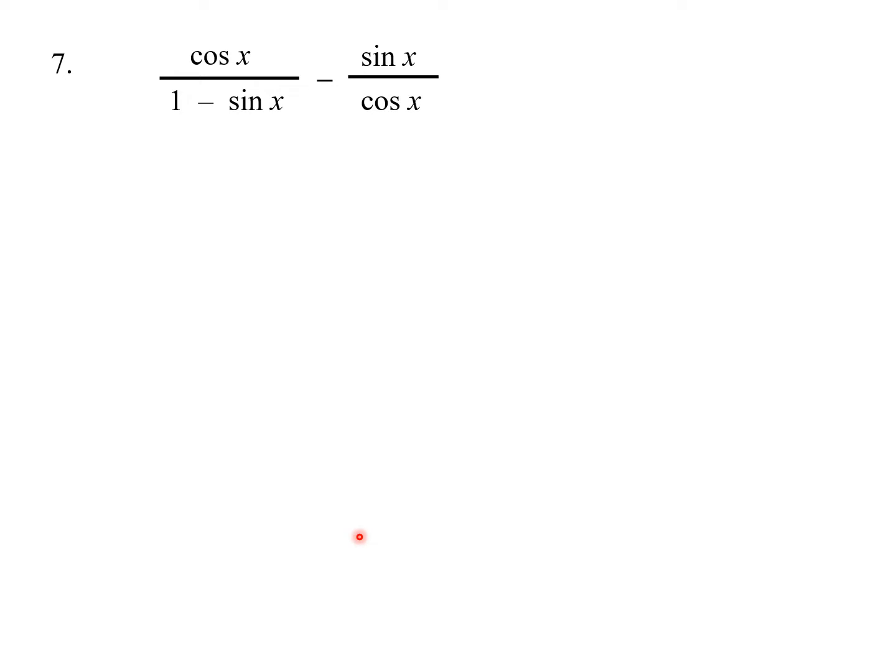Okay, last one. Now, what I see here is one fraction minus another fraction. If I want to subtract fractions, I'm going to need common denominators. So I need a common denominator between these two. All right, now the foolproof way of getting common denominators is just to multiply the denominators together.